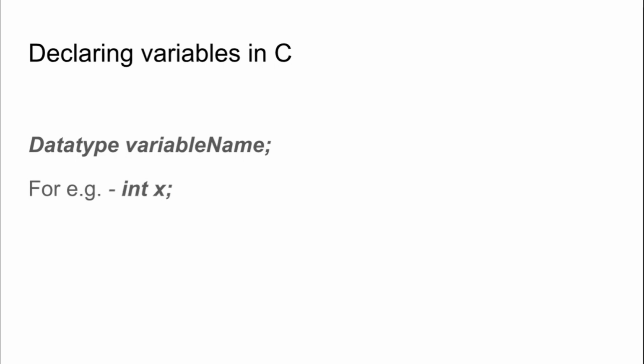Now let us see how variables are declared in C. So C is a static language. Thus, all variables should be declared before they are used. A variable declaration is a statement telling the compiler about its data type. So, the syntax for declaring a variable is like this. First you write the data type, then apply a space, and then write the variable name. For example, int space x and semicolon. So this statement will instruct the compiler to create a variable named x, which will store data of type int.